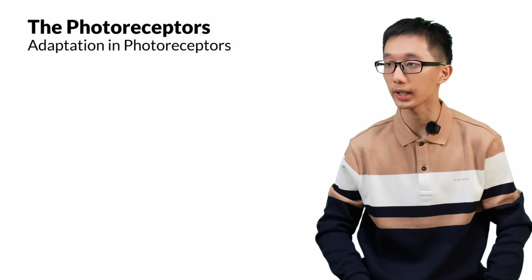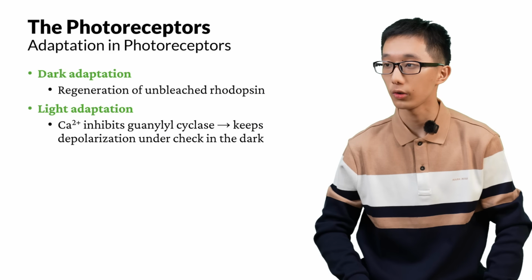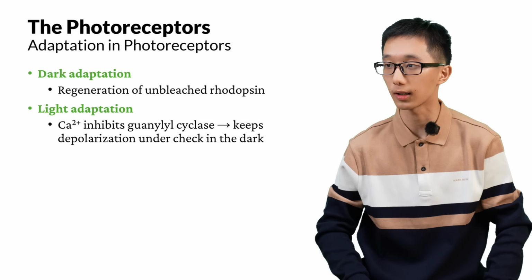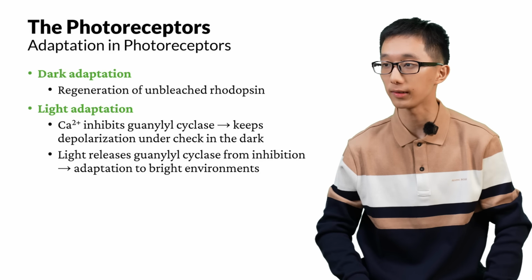Photoreceptors also play a part in adapting to light and dark. In the dark, the adaptation is mainly through the regeneration of unbleached rhodopsin proteins. In the light, we can see this. Usually, calcium, which inflows through the sodium channels, inhibits guanylyl cyclase. This keeps the depolarization under check in the dark. However, when there is light, there is less inflow of calcium ions. This releases guanylyl cyclase from inhibition gradually and helps us adapt to bright environments.